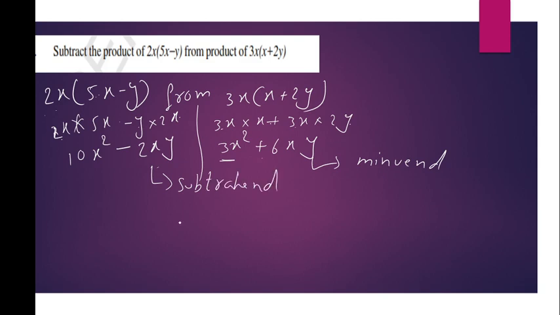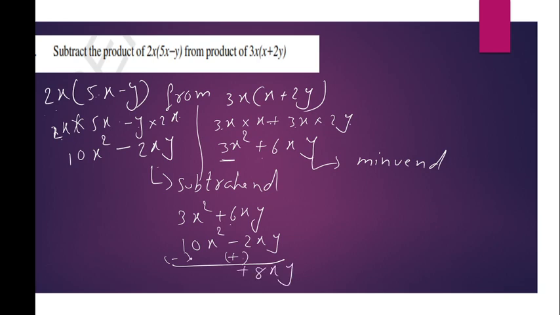So let's write like this. 3x square plus 6xy, 10x square minus 2xy. If we are doing subtraction, we have to change the signs. So plus 6xy plus 2xy is plus 8xy. 3x square minus 10x square: the greatest number is having the minus sign, so 10 minus 3 is 7x square. So this is 7x square plus 8xy is the answer.